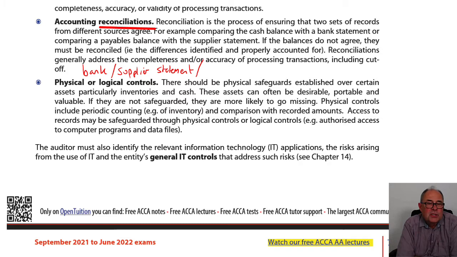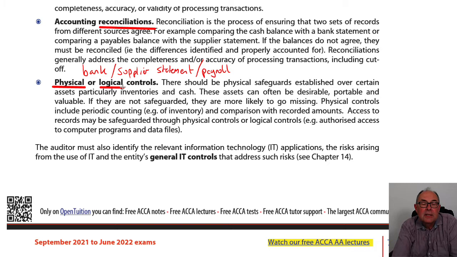There are also internal reconciliations within the business. So things like a payroll reconciliation, reconciling the amount that's being charged in the nominal ledger against the amount that's ultimately being paid out to the staff and for deductions and so on. So reconciliations make sense. Finally, you've got physical controls, which we understand: the lock on the safe, the lock on the door, the keypad to gain access to the department, and of course, IT or logical controls, which I'll be talking about much more in a later chapter.